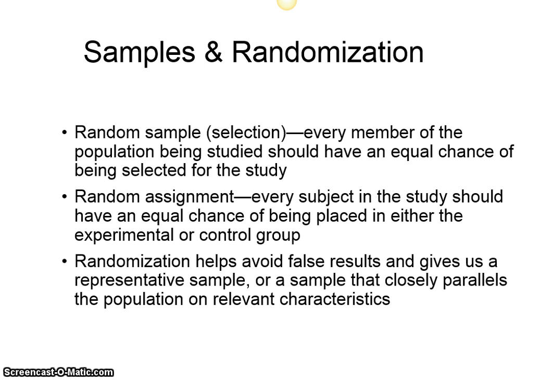So remember, randomization helps avoid false results, and it gives us a representative sample, or a sample that closely parallels the population on relevant characteristics. That allows us to extrapolate from the sample to the population in terms of the results. We can say that whatever we find with this small group of, say, 100 students, it applies to all of the Psychology 101 students, because our sample represents the population as a whole. So randomization is an essential element to good scientific design.